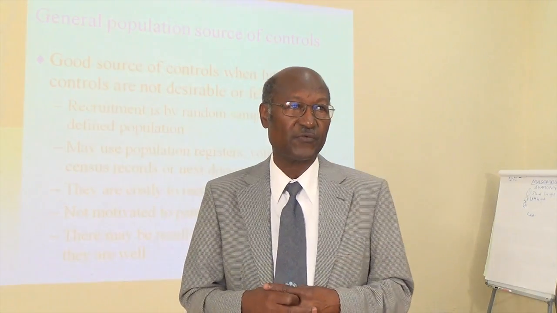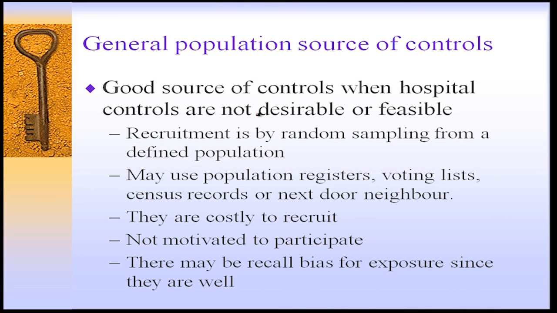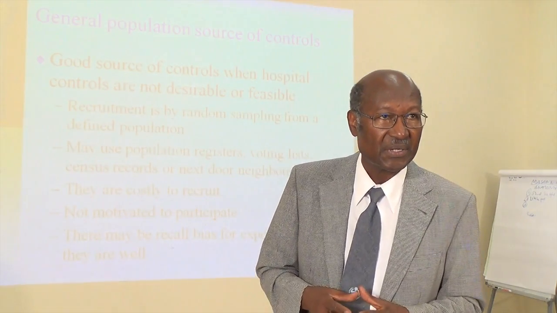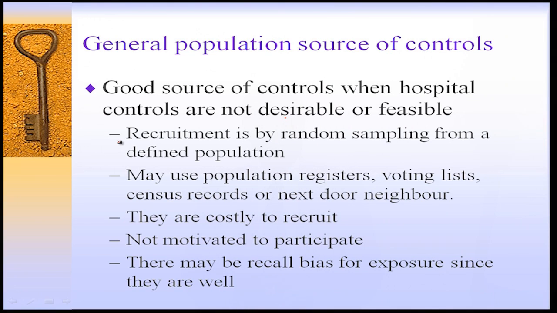General population source of controls. This is a good source of controls when hospital controls cannot be feasible or are not desirable. You can recruit controls by random sampling from the general population, from a defined population. You may use population registers, voting lists, census records, or next-door neighbors as controls of the cases.